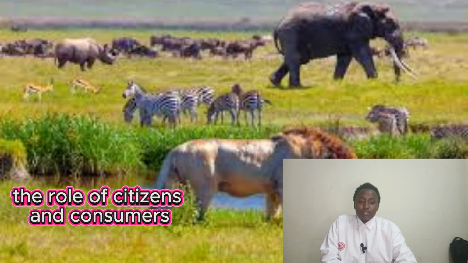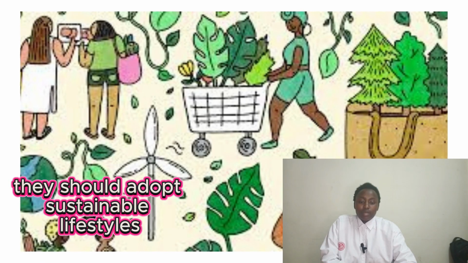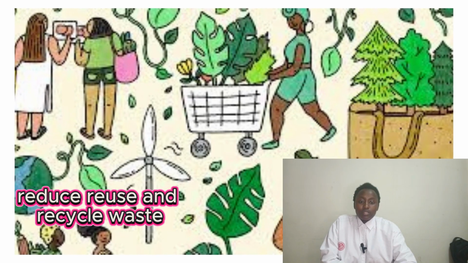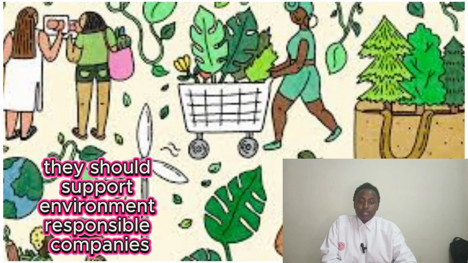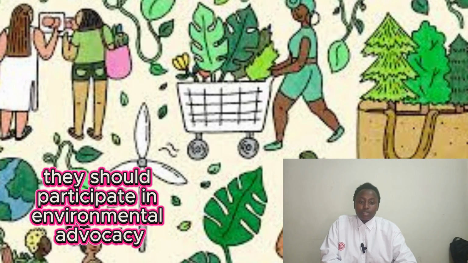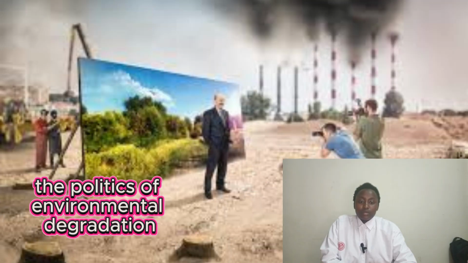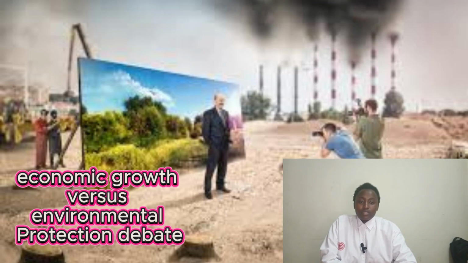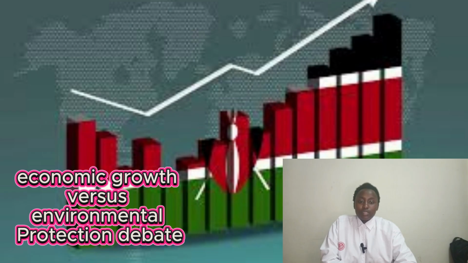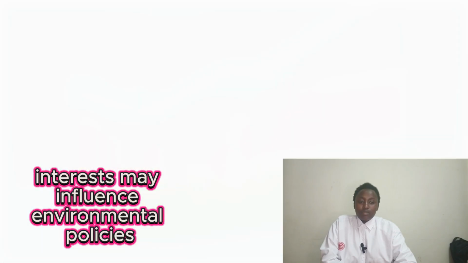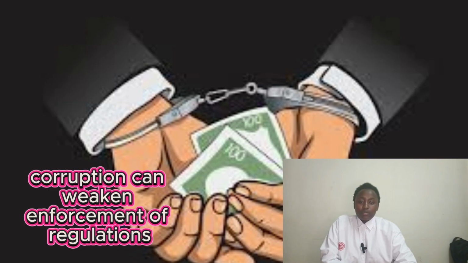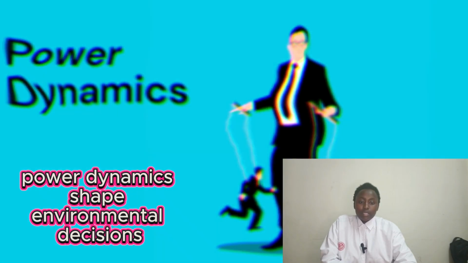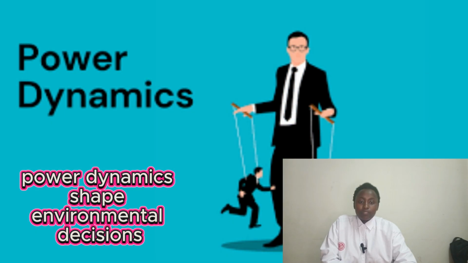The role of citizens and consumers: they should adopt sustainable lifestyles, and reduce, reuse, and recycle waste. They should support environmentally responsible companies and participate in environmental advocacy. The politics of environmental degradation: the debate of economic growth versus environmental protection. Political interests may influence environmental policies, corruption can weaken enforcement of regulations, and power dynamics shape environmental decisions.